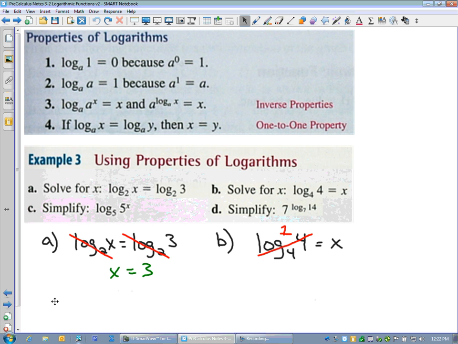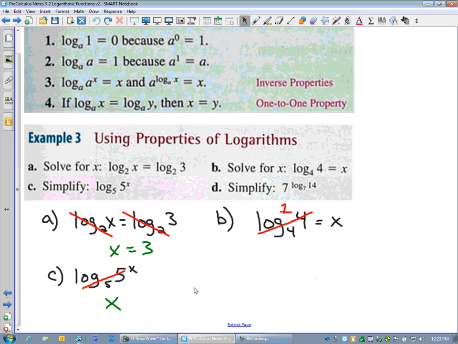All right, for C, we have log base 5 of 5 to the x. And that is going to be your inverse property. That is this one here with a being 5. So it doesn't matter what the numbers are. If these two are the same, then the log and the exponentiation cancel each other out, leaving just x, which is our simplified version.